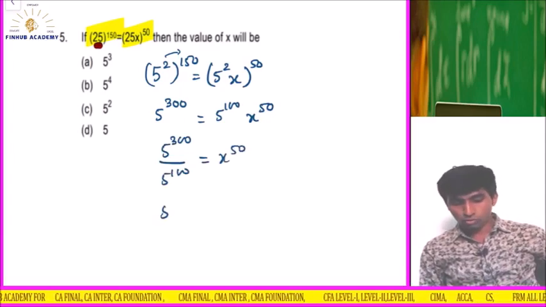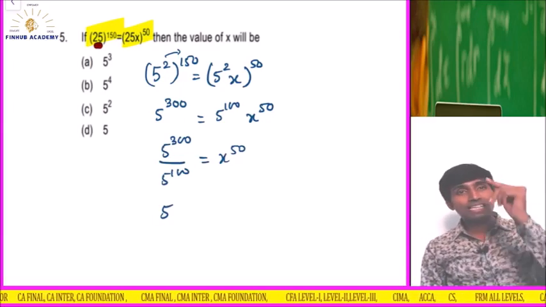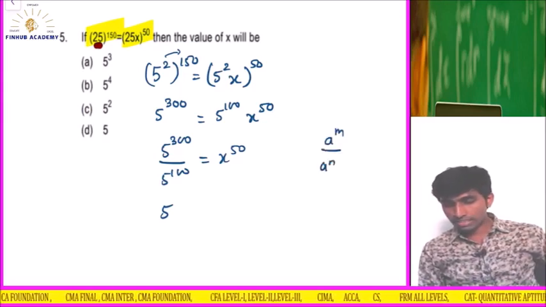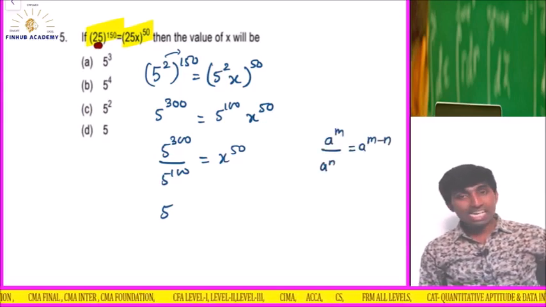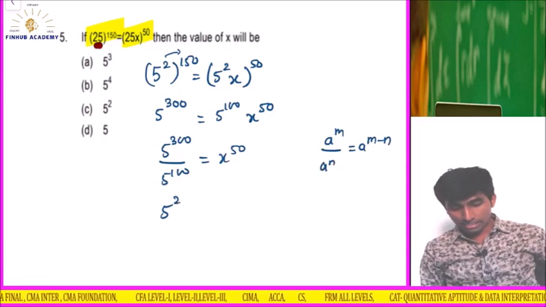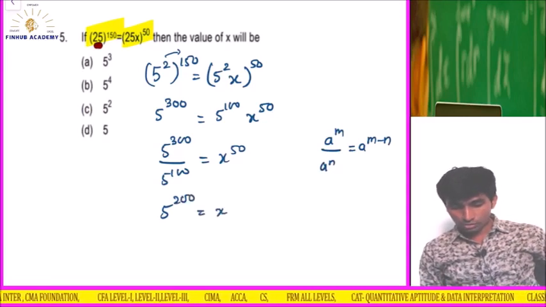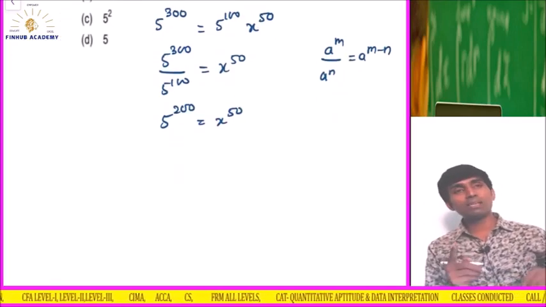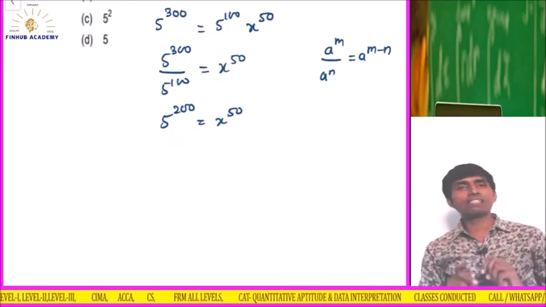Now 5 raised to... whenever the base is the same and it is in division form, a raised to m upon a raised to n is nothing but a raised to m minus n. Correct now? So 300 minus 100 is 200, which is equal to x raised to 50. Now see, I can't solve it. Either the power needs to be the same or the base needs to be the same.